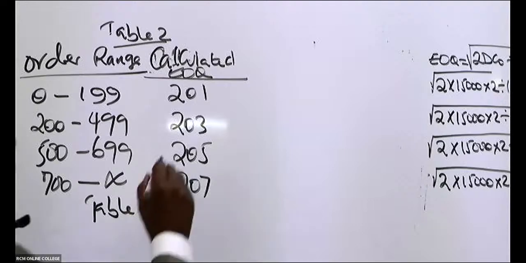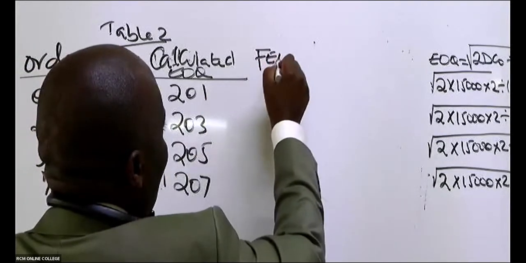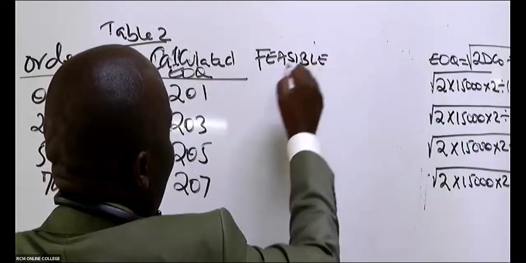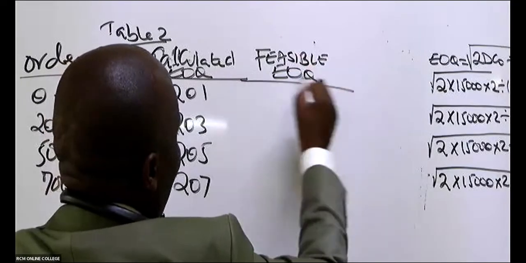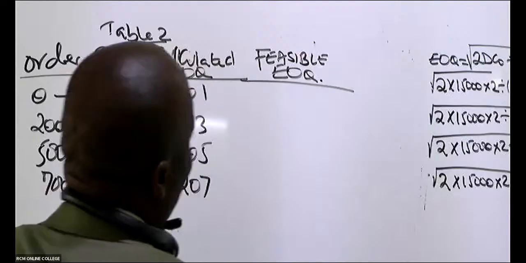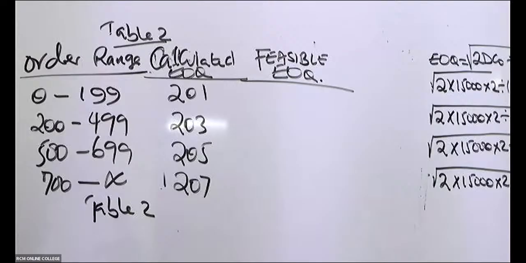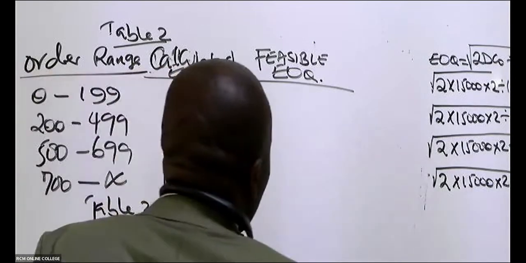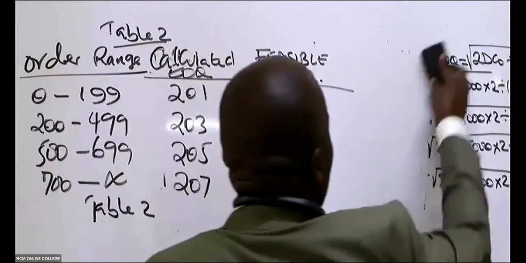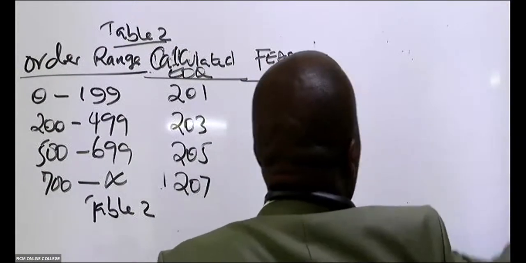And then, of course, now we have what we call the feasible EOQ. Let me know, ladies and gentlemen, once you are able to write your second table up to here. Done, done. Thank you so much. So the feasible EOQ, feasible means practical.